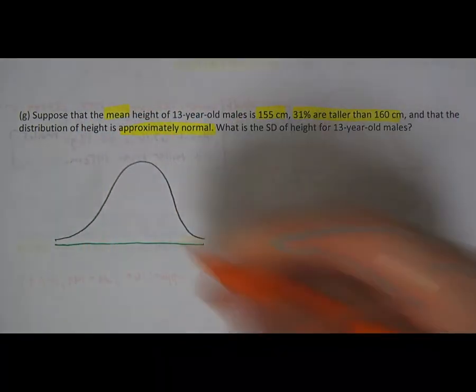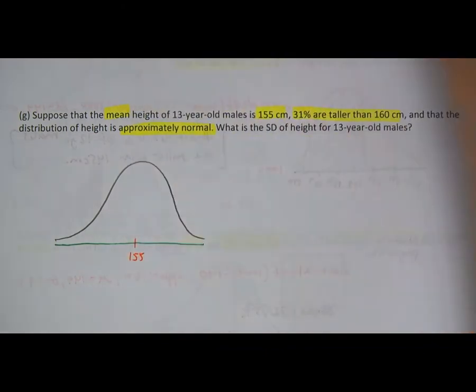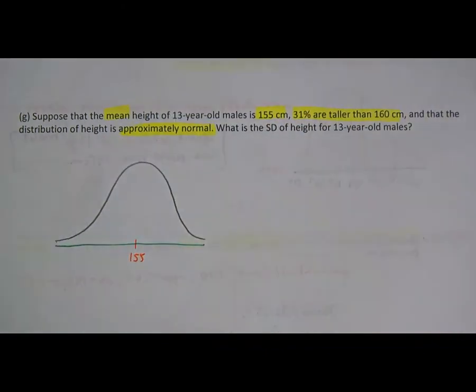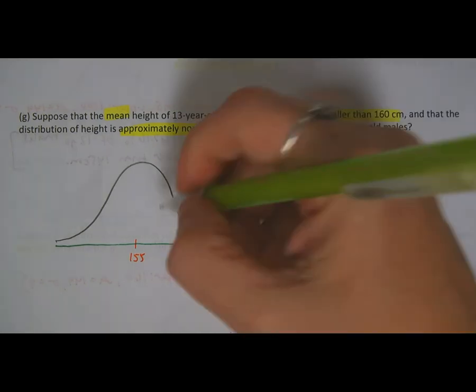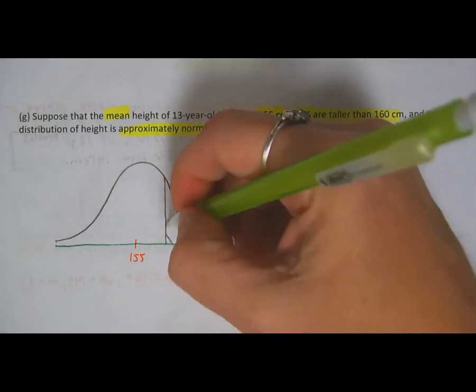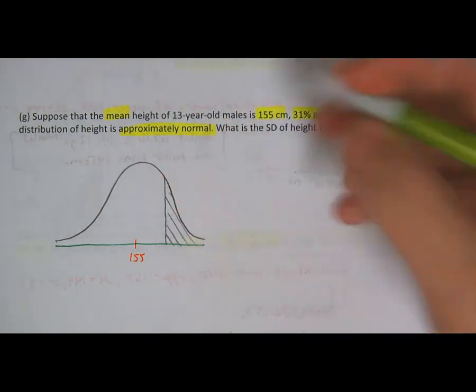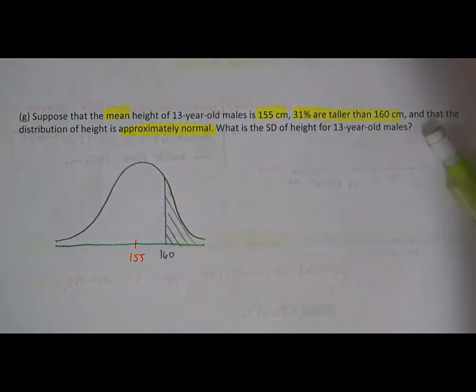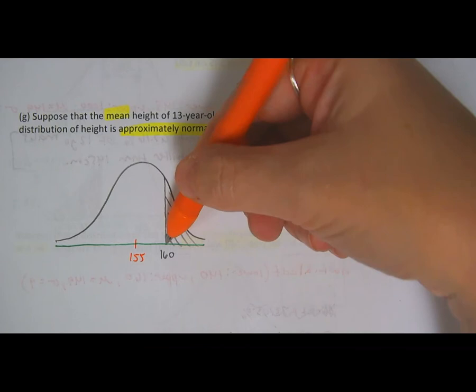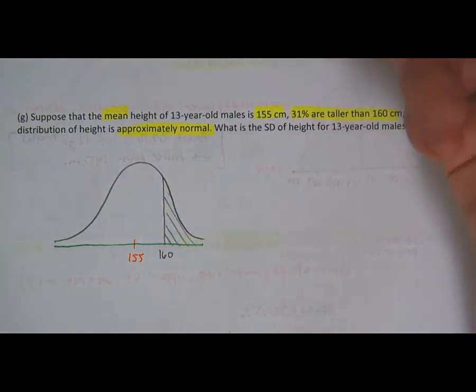We know the average is 155. We also know that the top 31% are above 160. I don't really know where that 160 is, but I know it's bigger than 155, so I'm going to go for it.